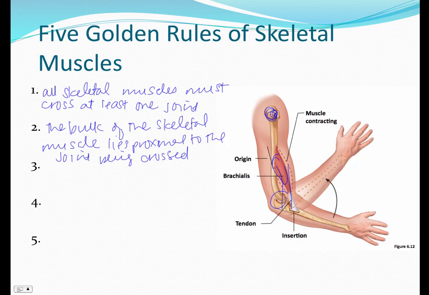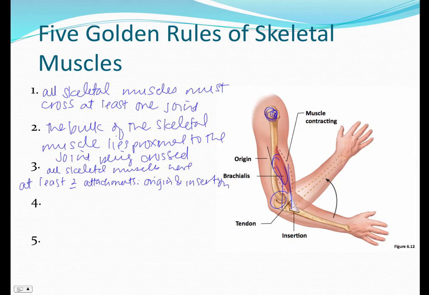Next, all skeletal muscles have at least 2 attachments, the origin and the insertion. Here we have the origin being the bulk of where that muscle is, and then the insertion is the area that can be moved once the origin contracts. So the insertion is the point of attachment where a majority of that tendon is going to be found.